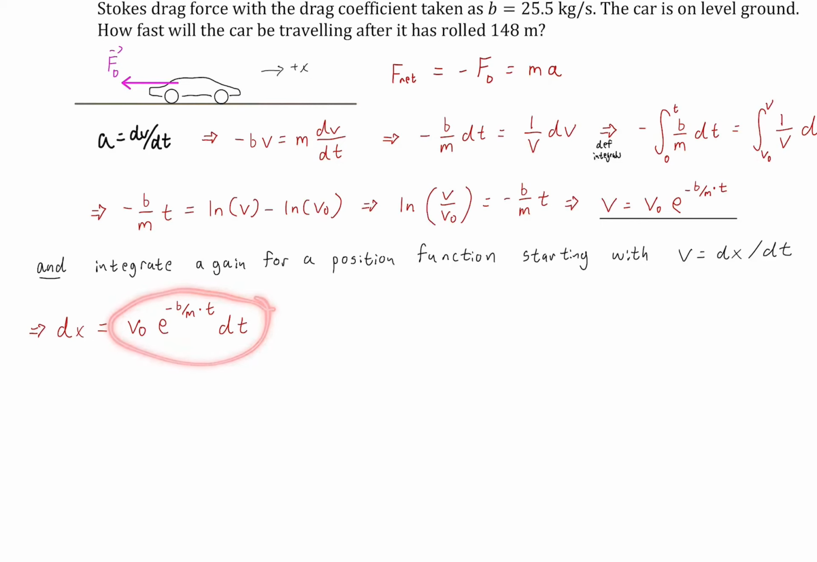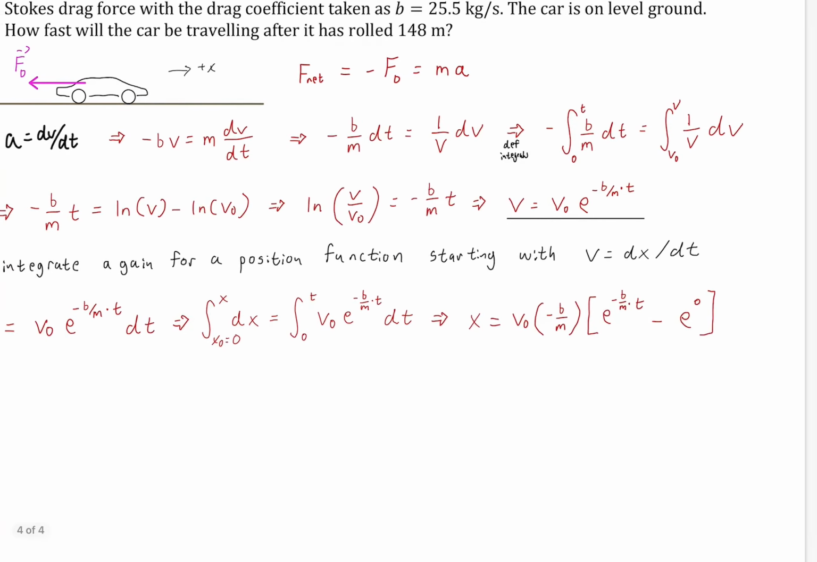Why did I do that? Well, now I have everything that is a function of t on the same side as the dt, and I've got the dx by itself because there is no x in the equation. So then I'm going to go ahead and integrate both sides. Definite integrals, 0 to x and 0 to t. And here, both the lower limits are 0 now because time starts at 0 and position starts at 0.